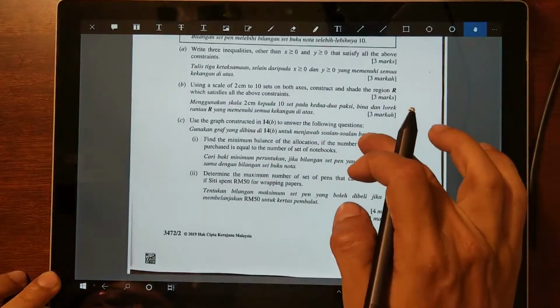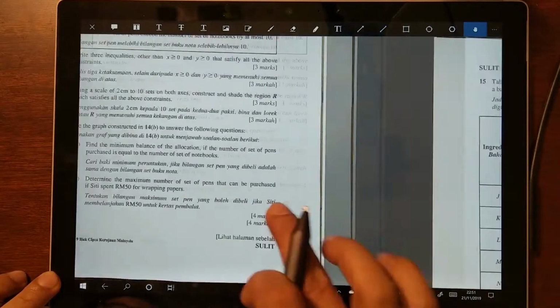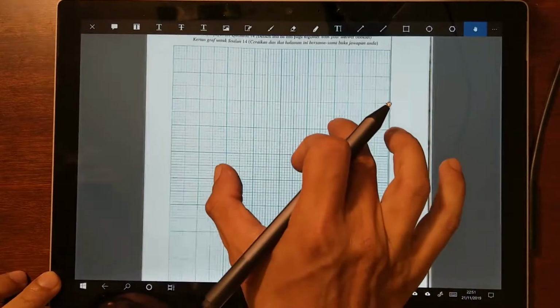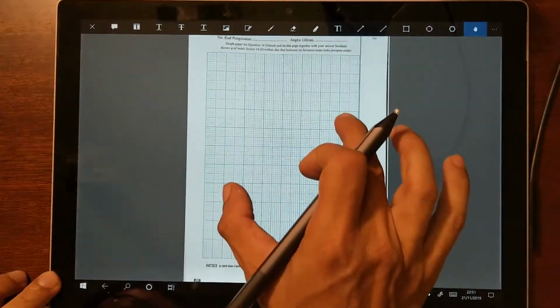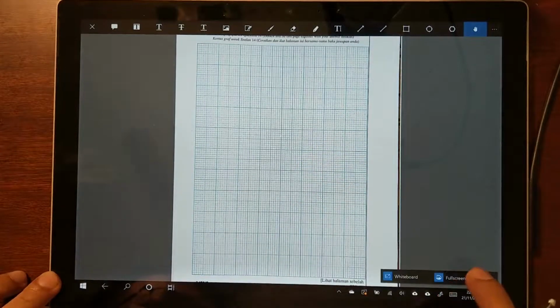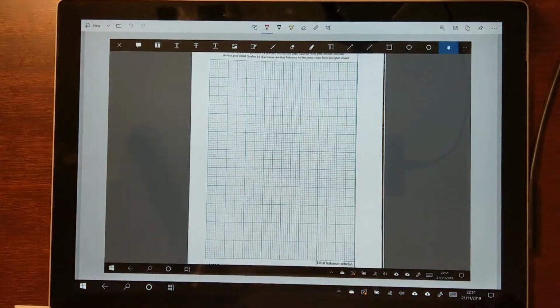Next, using a scale of 2 cm to 10 sets on both axes, construct and shade the region R which satisfies all the above constraints. Ooh, that's going to be fun. Let's get our graph paper. That's question 14, don't get the wrong one. And through the magic of technology, let's see if this works. Ta-da! We've got our graph paper.